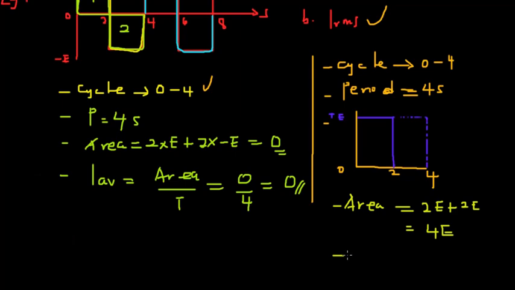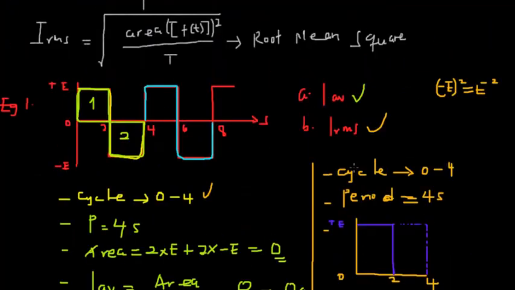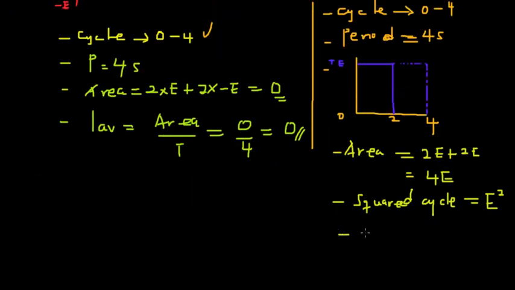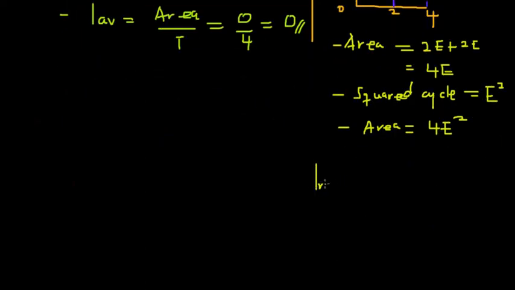Now the next step is to square your cycle. For root mean square, that's why it's referred to as root mean square, you square your cycle, okay? So now this e will be squared, so now you have e squared. Our area then becomes 4e squared. And then after that we find our root mean squared.